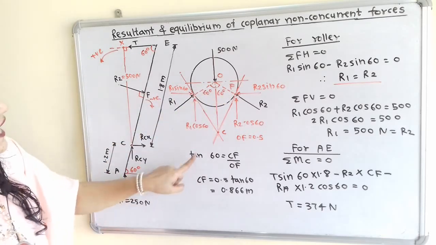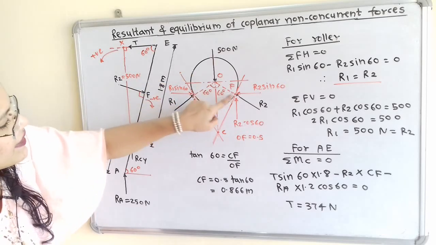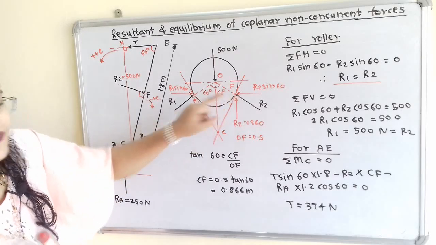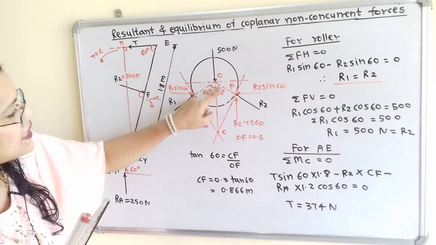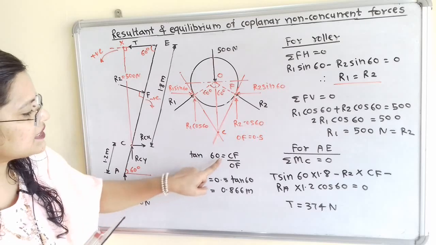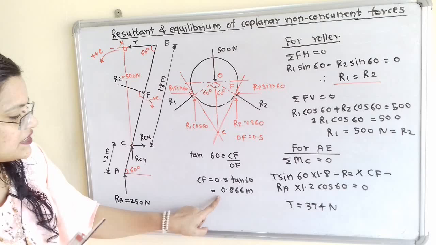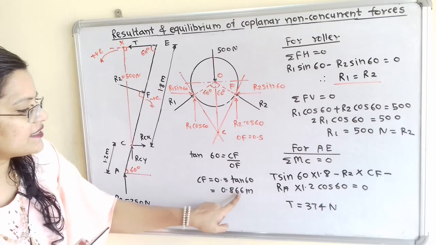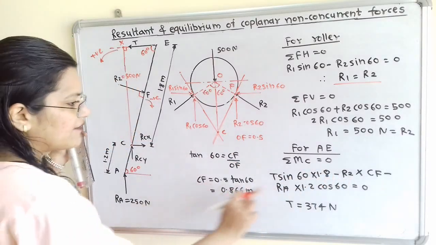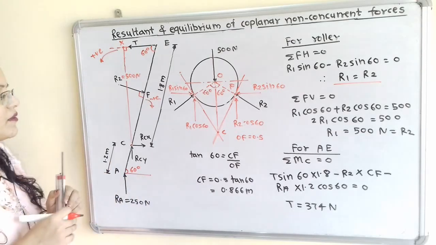Now if I take tan of 60 degree, that means opposite side divided by nearby side. The opposite side is CF, that we have to find out, and the nearby side is OF, which is equal to 0.5 meter. So tan of 60 is equal to CF by OF, therefore CF is equal to 0.5 tan 60, which is equal to 0.866 meter. So here R2 is equal to 500 Newton and CF is equal to 0.866, we have to put. Now we will move to the next.